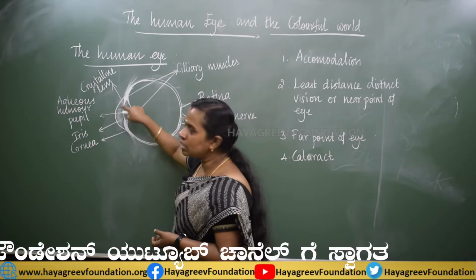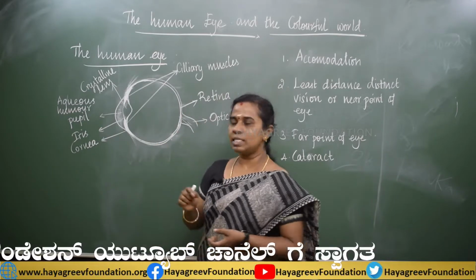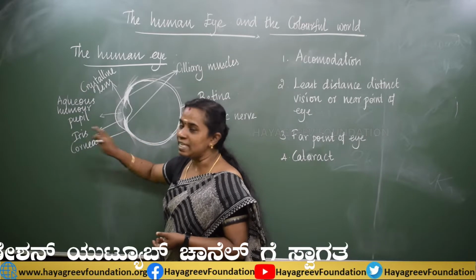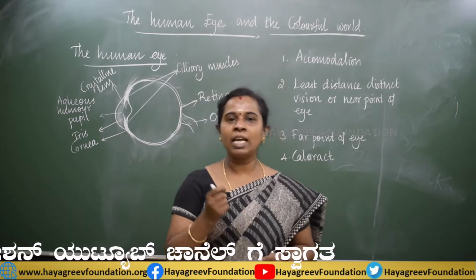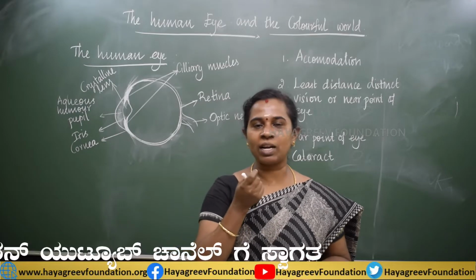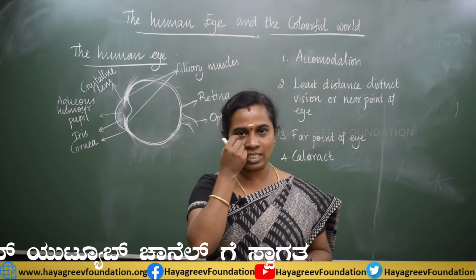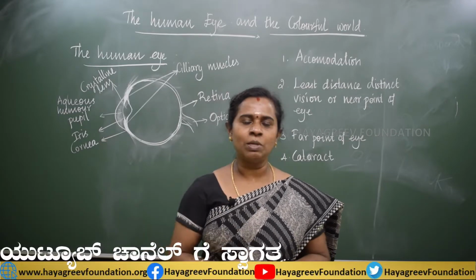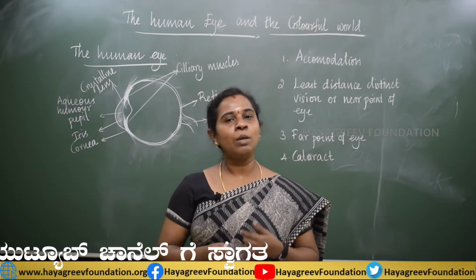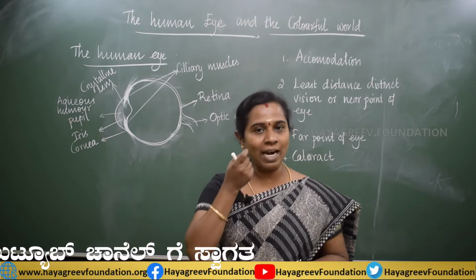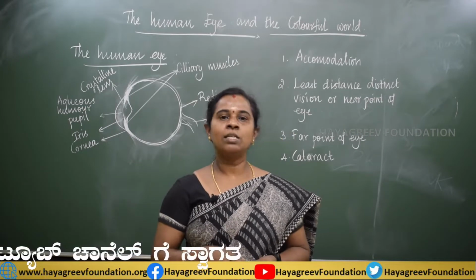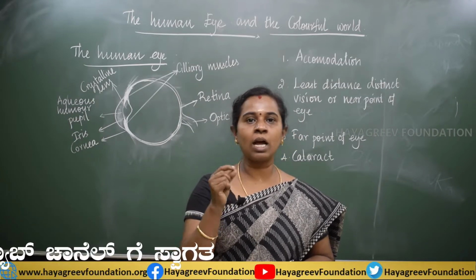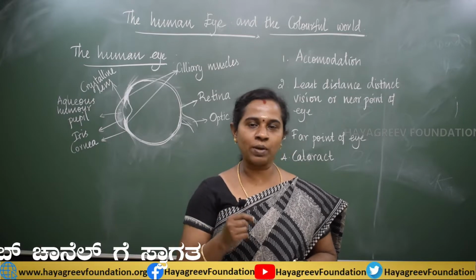Downside of the cornea, a circular dark membrane is there, that is nothing but the iris. The iris has a small hole; when we see our eye very clearly, we can see a small hole present at the middle of that iris. That small hole is nothing but the pupil. The iris will adjust the size of the pupil. The pupil will allow a certain amount of light into the eye.